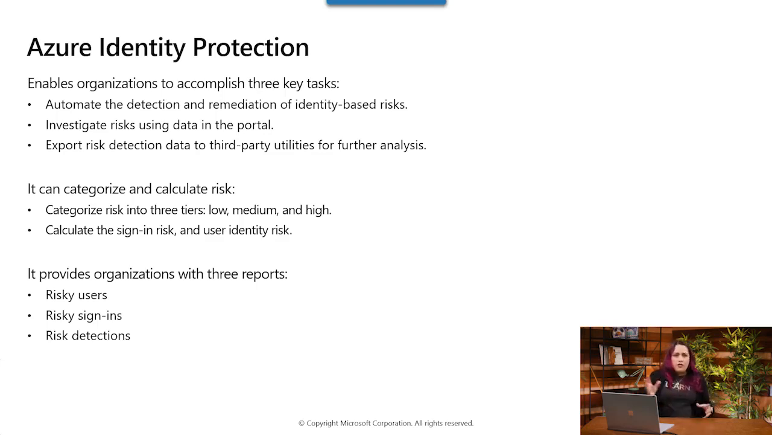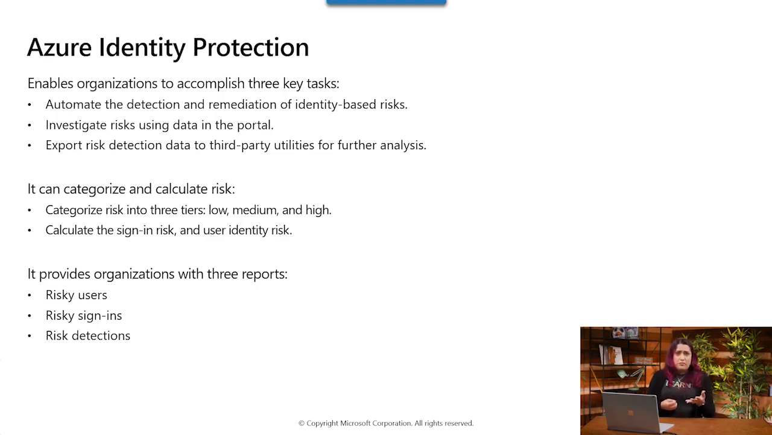It's taking all of those signals and categorizing them into 3 different tiers: low, medium, and high. So let's say you have a user signing in from a different location than normal, or you know that credentials have been leaked. Azure Identity Protection can trigger different actions like MFA or block their account until an admin can review it.